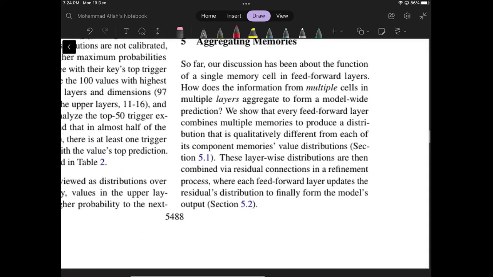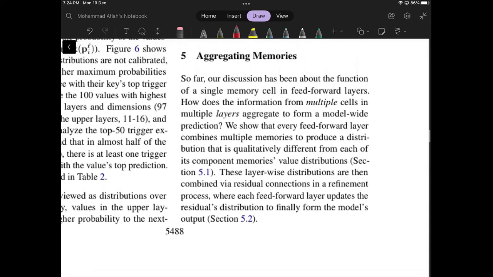Aggregating memories. So far, our discussion has been about a single memory cell. So how does this information from multiple cells in multiple layers aggregate to form a model wide prediction? We show that every feed-forward layer combines multiple memories to produce a distribution that is qualitatively different from each of its component memories value distribution. These layer-wise distributions are then combined by residual connections in a refinement process, where each feed-forward layer updates the residual distribution to finally form the model's output.